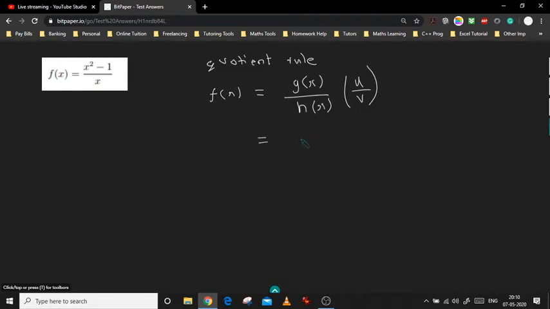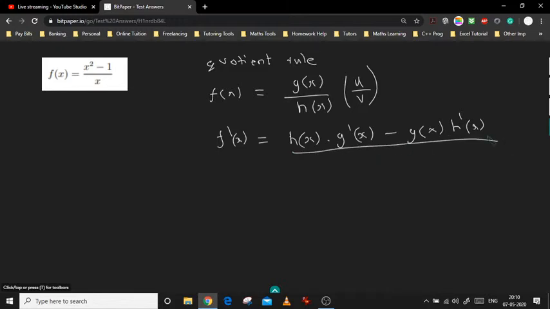Whenever you have functions like g of x divided by h of x, then you have to apply the quotient rule. As per the rule, we start off with the denominator function, which is h of x here, multiply with the differentiation of the numerator function, and then you put a minus. Then you take the numerator function, multiply with the differentiation of the denominator function, all divided by the square of the denominator function. This rule is as simple as that.